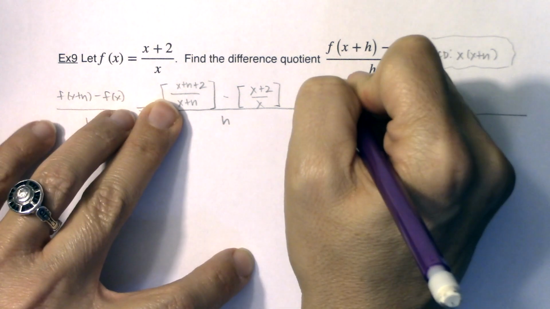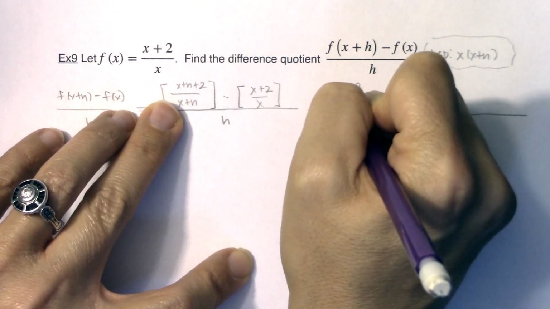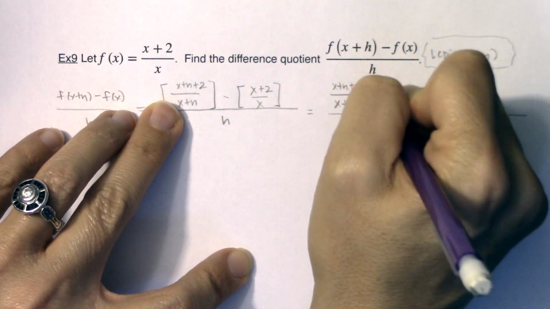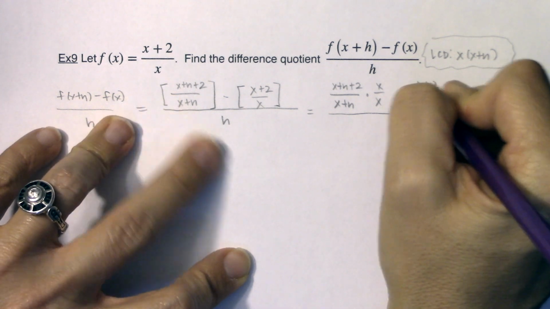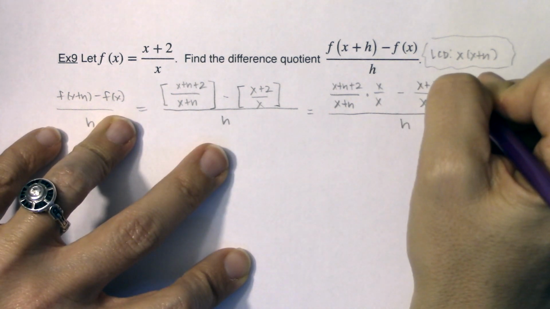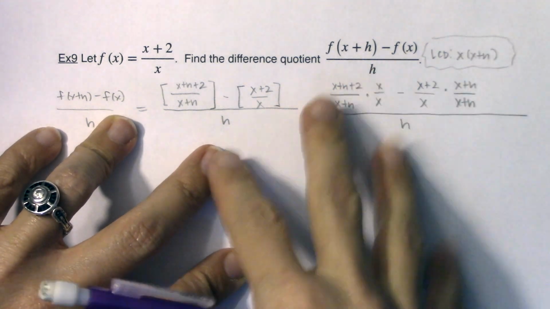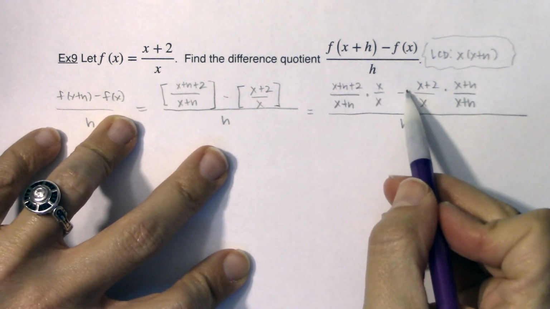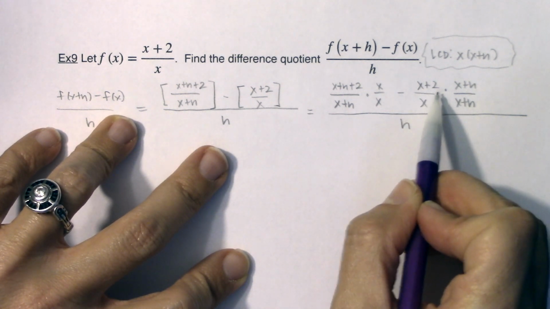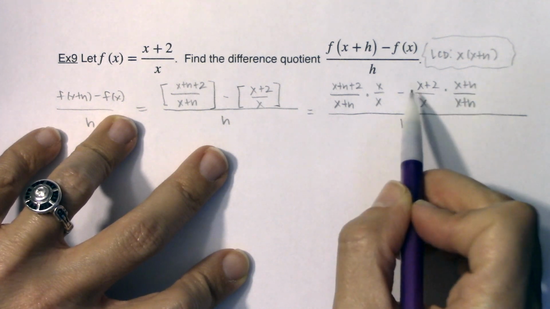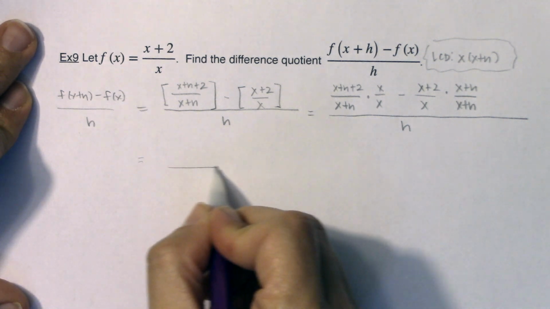All right, so I'm going to take my x plus h plus 2 over x plus h. I need to multiply that by x over x. I need to subtract out x plus 2 over x. I need to multiply that by x plus h over x plus h. And before I do the next step, I just want to mention, I got to be real careful with this subtraction here, this negative symbol. I got to distribute it to the numerator carefully. All right, so I'm going to go ahead, simplify my numerator.